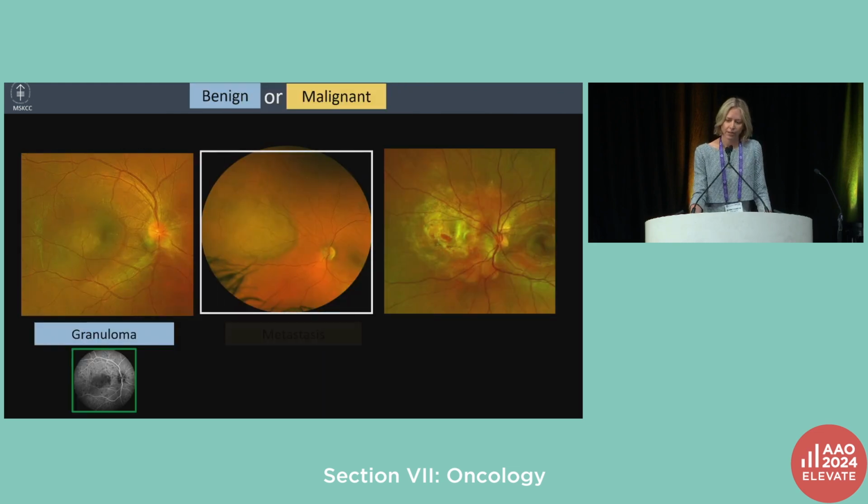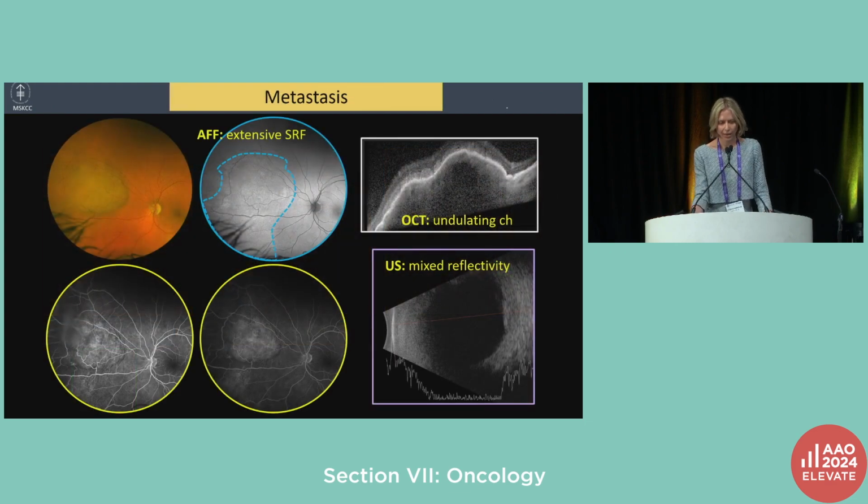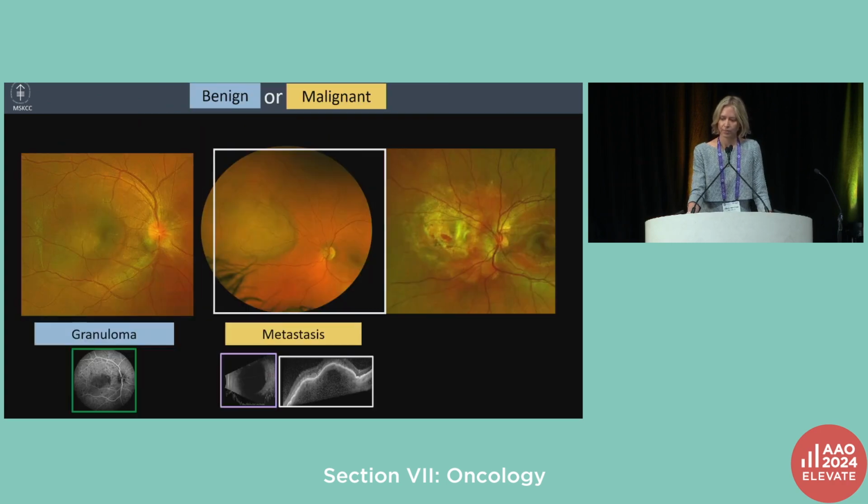And this middle one here is a metastasis. This is a reminder that metastasis can be unifocal, unilateral. So again, extensive subretinal fluid, the undulating choroid, the mixed reflectivity on the ultrasound, and we can see that it does have vascularity on the fluorescein.